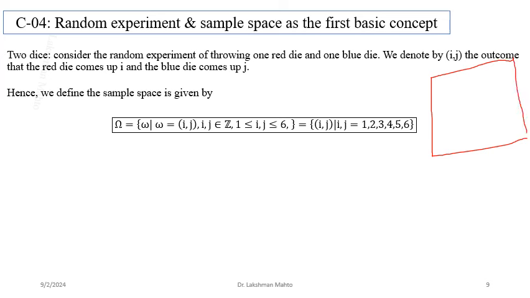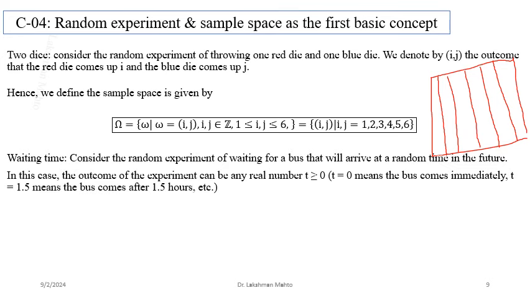You can make a box or a table like this and fix all these outcomes. You can list them out and fill them up through exercise. So total outcomes are 36.